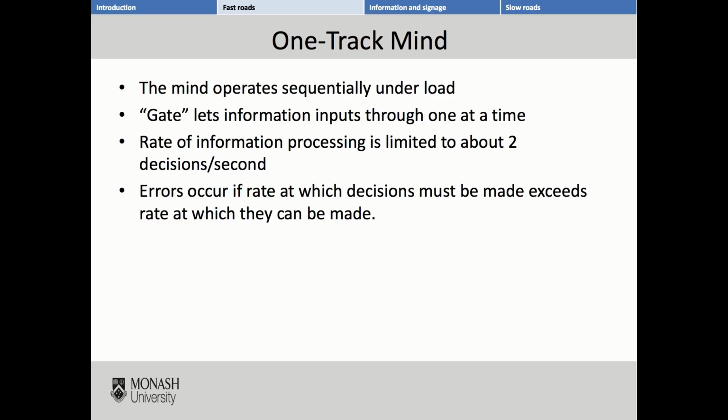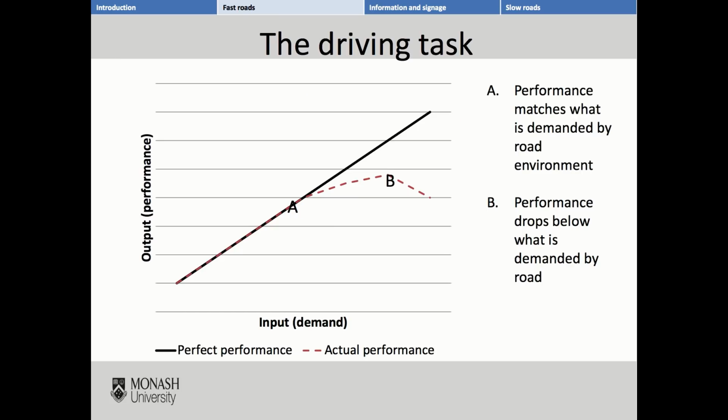People have a one-track mind. It operates sequentially under load. There's a gate that lets information inputs through one at a time, and the rate of information processing is about 2 decisions per second. And errors occur if we exceed that rate. So we can imagine this on a graph. We've got perfect performance, and as input increases, we start to get stressed, even subconsciously, and our performance declines.